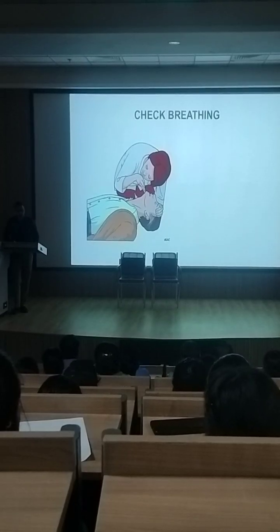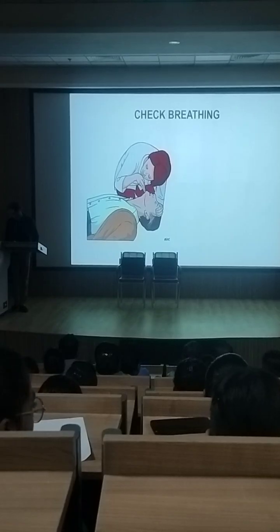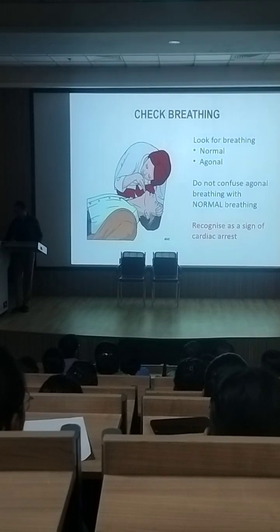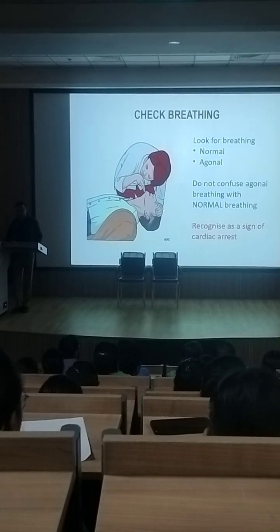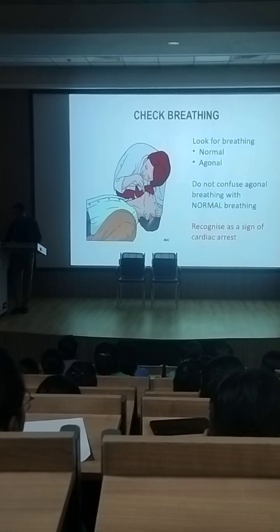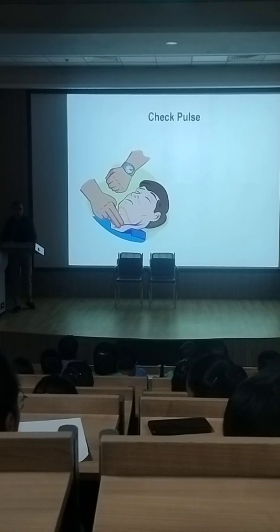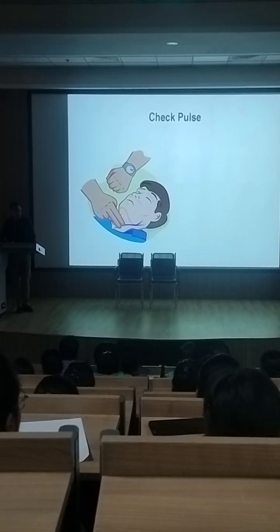Now we will go for the survey of the patient. We have to check the breathing as well as the pulse. First we look for breathing, which can be normal or agonal. Do not confuse agonal breathing with normal breathing; it can be recognized as a sign of cardiac arrest. Simultaneously we check the pulse of the patient. Now this is very important: what AHA suggests is that both these steps should be done within 10 seconds only.